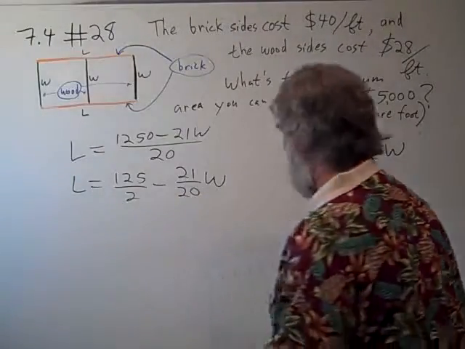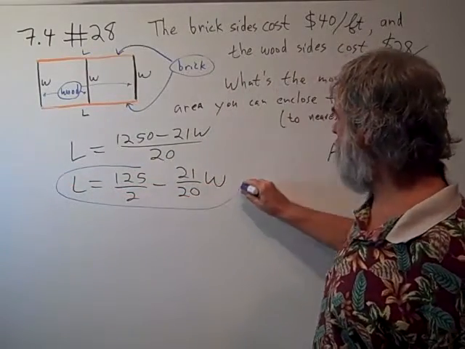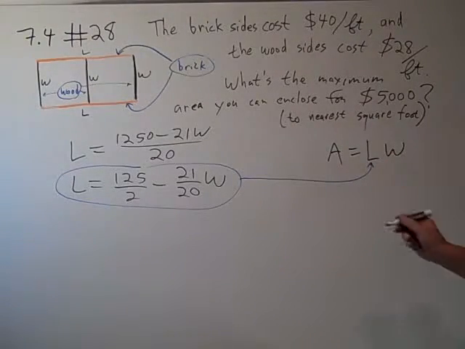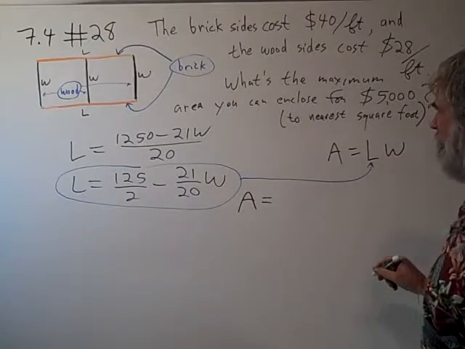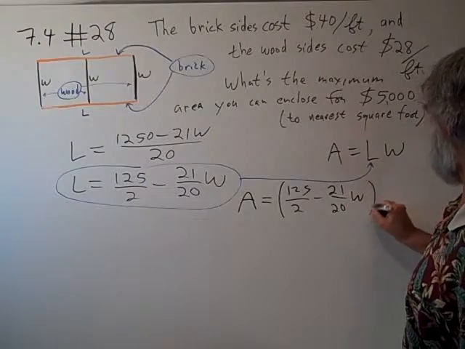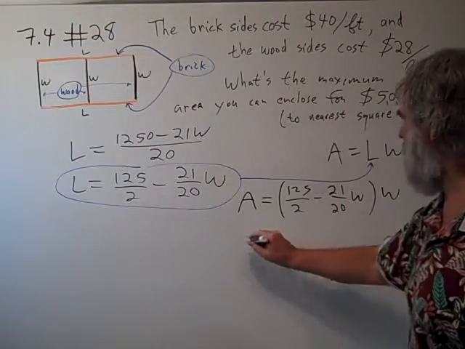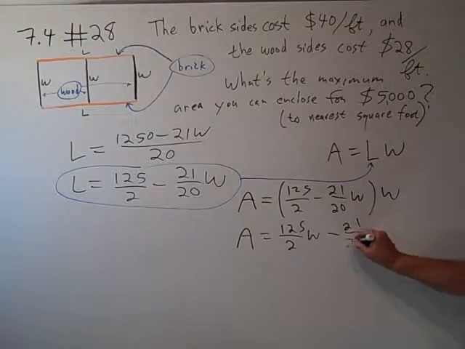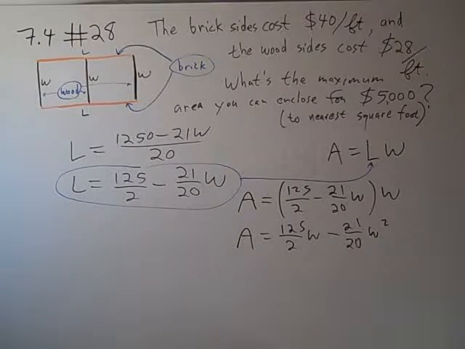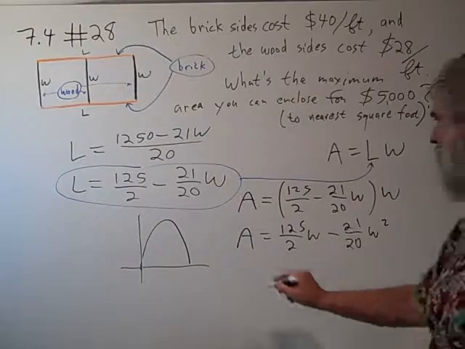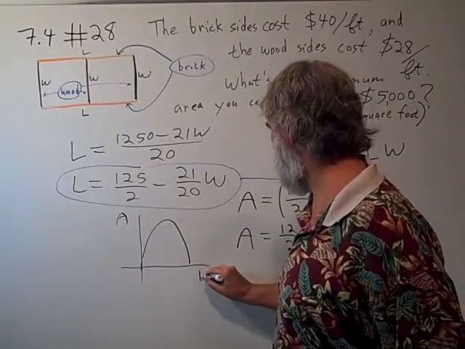So, what we're going to do now is substitute this value for L into the equation for the area. And what we then have is that the area is equal to 125 divided by 2 minus 21/20ths W, times W. Or the area is equal to 125 divided by 2 times W minus 21/20ths W squared. And so it's a parabola. We're trying to find the maximum area. That'll be the highest point on the parabola. So this parabola is a function of W. The area as a function of the width W.